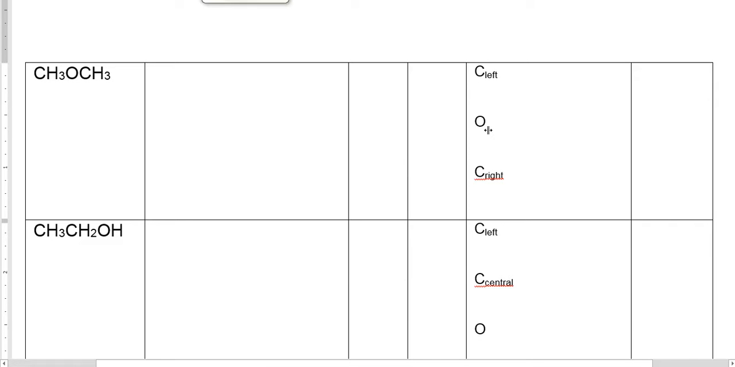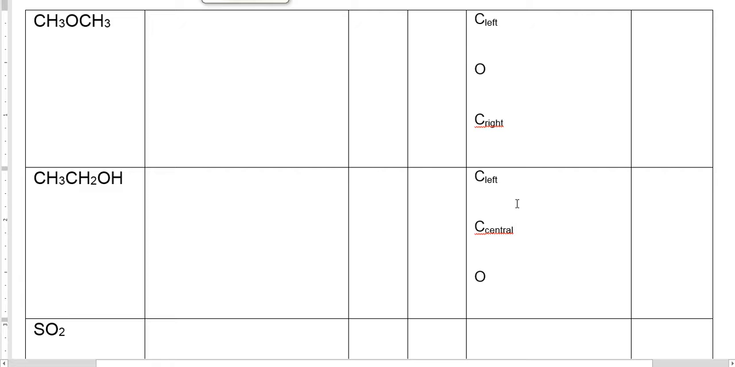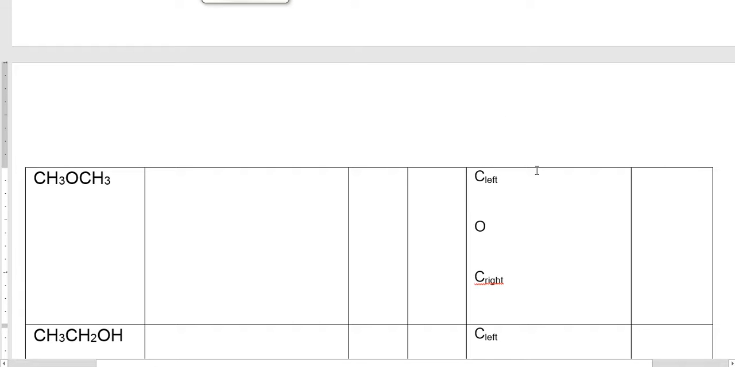This one's going to have several answers. You're going to have what's the carbon on the left's perspective for these 2 and this, oxygen, carbon on the right, carbon on the left, central, oxygen. But for polarity, that's one answer: is the molecule polar, is the molecule nonpolar. Once you build it, you might be surprised. What it looks like here on paper might not be what it looks like when you build it in your hands.